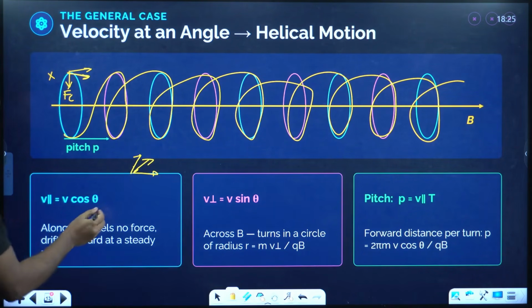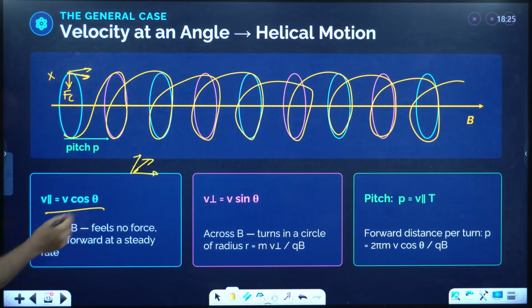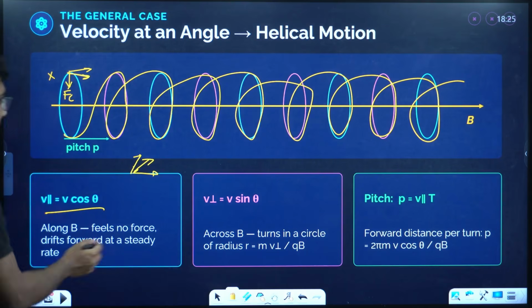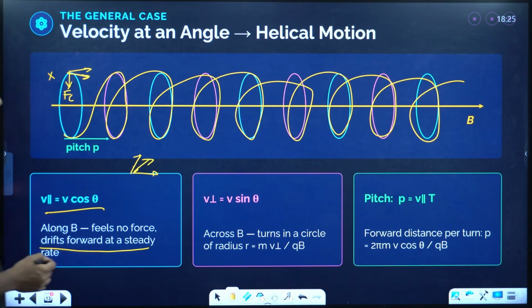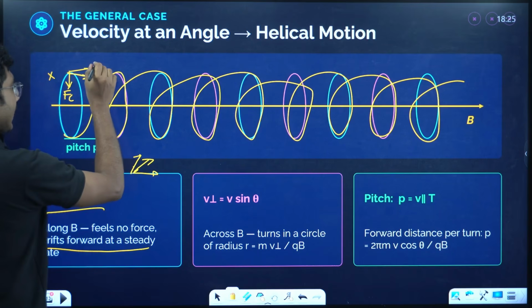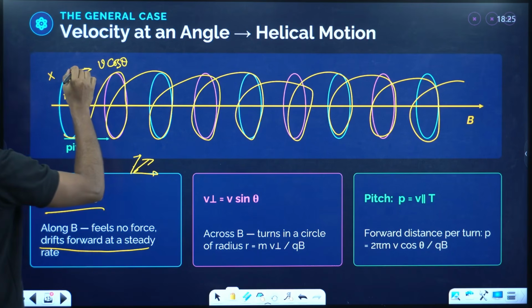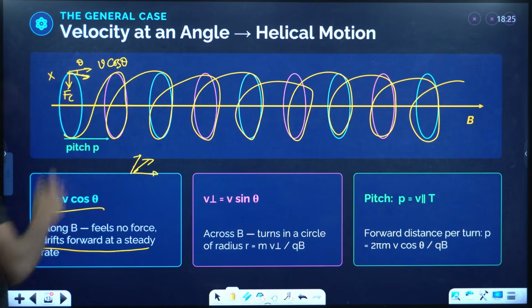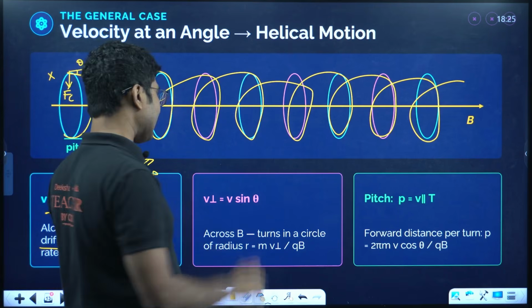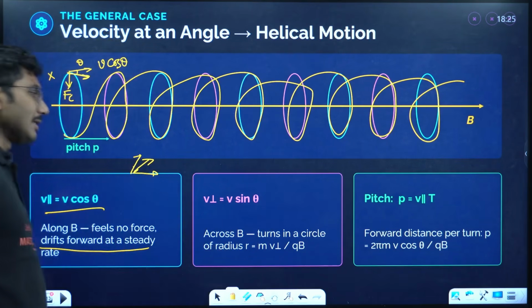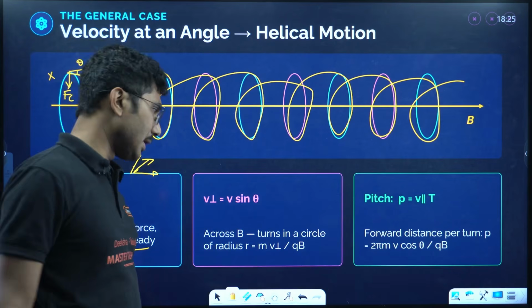So the cos theta component along B feels no force, and drifts forward at a steady rate. Okay, so this is the component which is taking it forward, which is V cos theta. This angle is say theta, and V sin theta across B turns in a circle of radius r is equal to mv by qB.